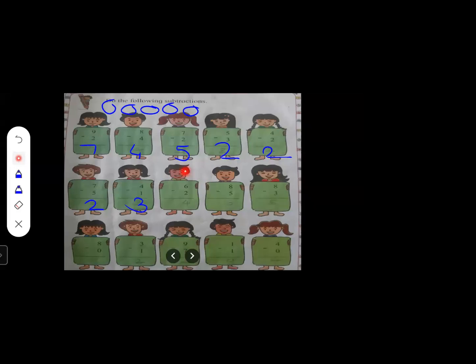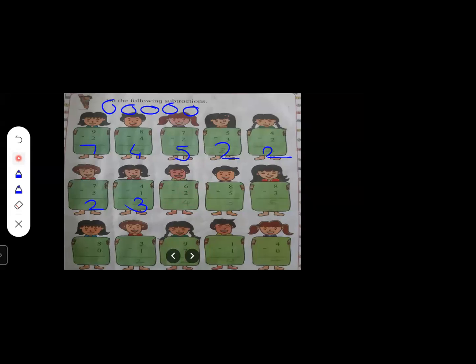Then the next one, 6 minus 2. So what will we do? We are going to take 6 fingers on your hand. Then close 2 fingers, minus 2 it is given. So close 2 fingers. Very good.